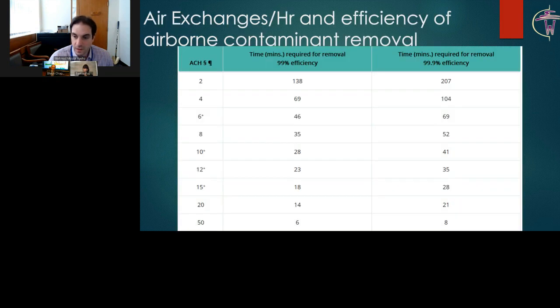And here's just a graphic from the CDC website showing the air exchanges per hour and the length of time it takes to clean 99% and 99.9% of the room air. And you can see right at that 6 air exchange mark, you're below an hour for 99% efficiency and close to an hour for 99.9% efficiency. With fewer air exchanges per hour, you would have to have longer room closures. And with increased air exchanges, you would certainly need shorter room closures.